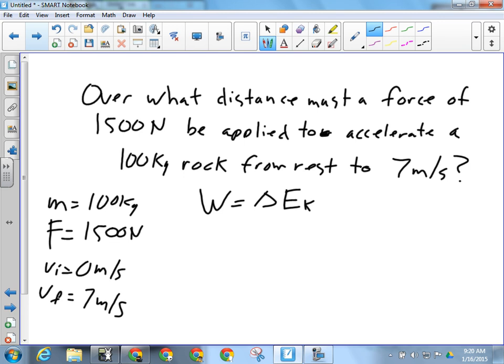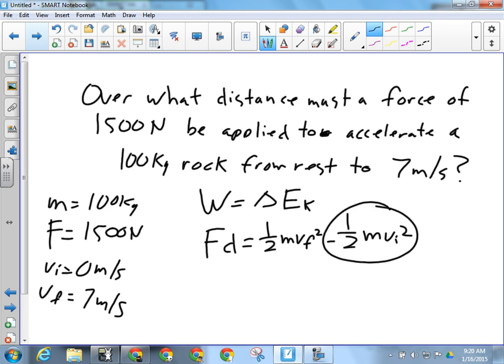The other formula for work is force times distance. All right, so force times distance is going to equal 1/2 mvf squared minus 1/2 mvi squared, right? That's the change, final minus initial kinetic energy. Now, since vi is zero, this is zero. So I've got force times distance equals 1/2 mvf squared, and I'm trying to find out how much force has to be applied.